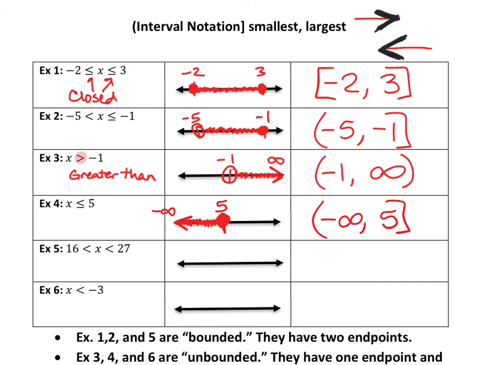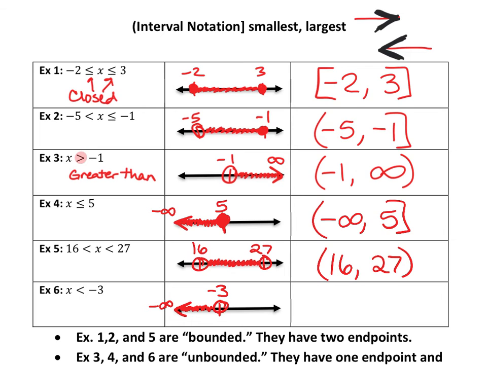Okay, on example 5, we had 2 numbers on our number line, 16 and 27. They're both open circles. And since we have 2 numbers, we want all of the numbers in between them. So simply we're saying from 16 to 27, but they're both open, so they both get parentheses. On the 6th example, the number is -3 with an open circle. And since I want numbers that are less than -3, I would color in my number line this direction. Is that positive or negative infinity?